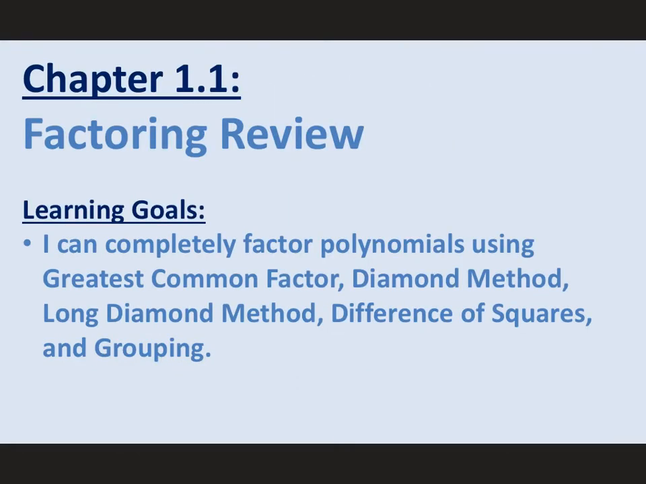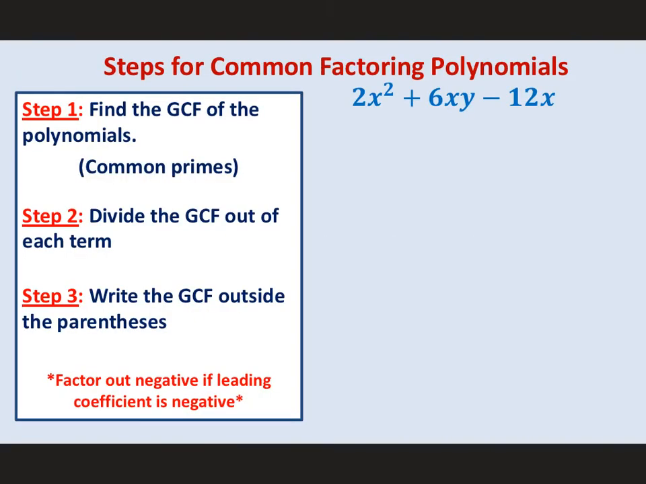This lesson is going to be about factoring. We're going to review a variety of factoring procedures that we talk about. We're going to review greatest common factor. We're going to talk about the diamond method, which is a way to factor trinomials. The long diamond method, which is another way to factor trinomials of a different form. We're going to talk about difference of squares, and we're going to talk about grouping. So let's talk about greatest common factor first.